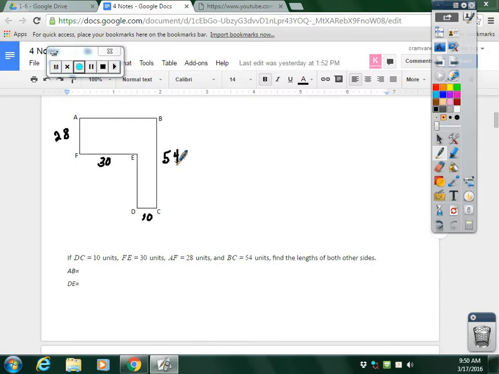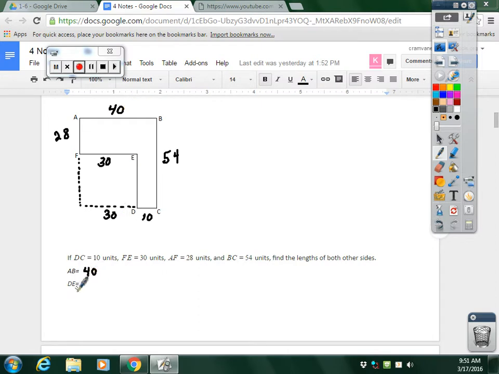I'm wondering if I can do the same thing. I'm going to use that to help me. AB I have to find. From here to here, I don't know, so I'm going to use FE. From here to here is 30, so that means from here to here is also 30. If I add those 2 side lengths here, 30 plus 10 gives me a length for AB of 40.